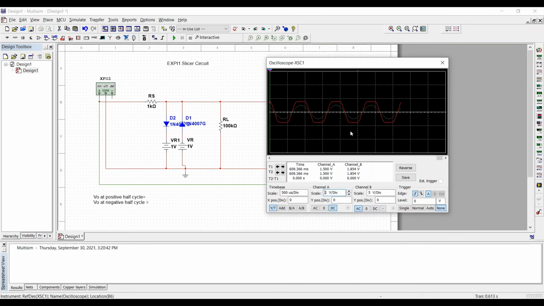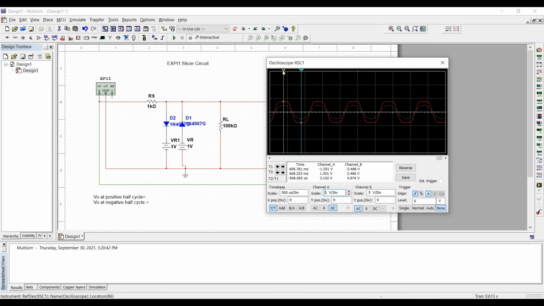Your output waveform is seen on the oscilloscope. You can clearly see from the output waveform, your first observation is that both positive and negative half cycle are clipped. Because this is a slicer circuit, both cycles are clipped. Then you have to measure the voltage during the positive half cycle. So let me take your cursor 2 to positive peak, cursor 1 to negative peak. So to measure the positive output voltage, channel A, remember because channel A is the output, we will see the channel A. Channel A, you have to see cursor 2 for positive.